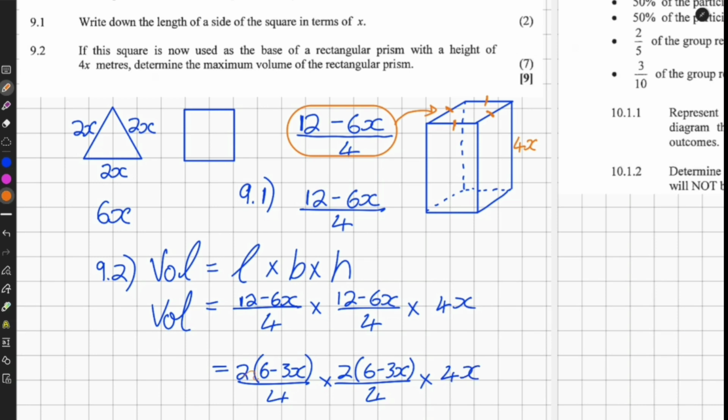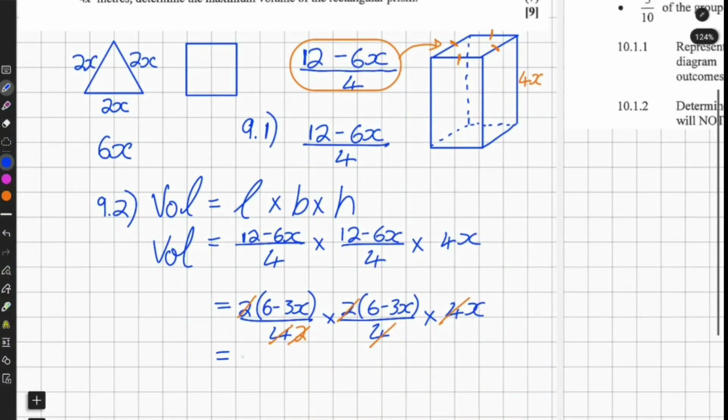Now I can cancel out a little bit. So that 2, I can cancel with that 4, and there's a 2 left. And that 2, I'm simply going to cancel with this one. And then that 4, I'm going to cancel with this one. So perfect, my fractions are gone. Now I can just multiply into the bracket and get the derivative.